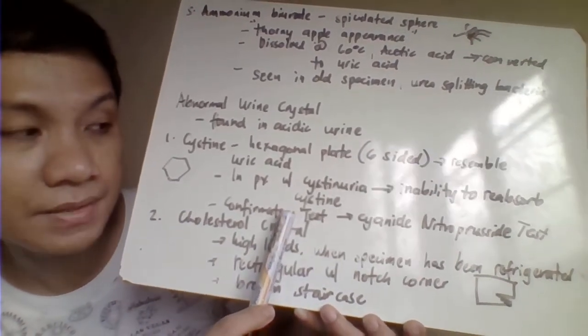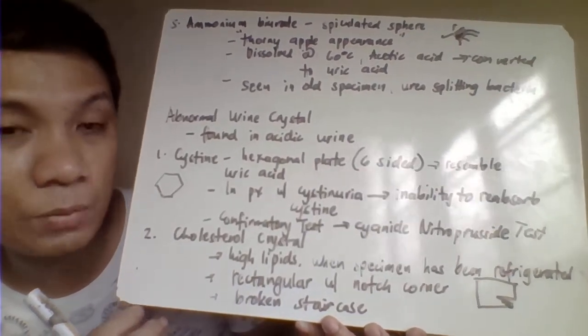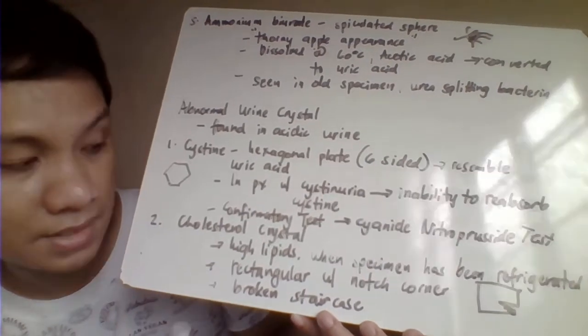Confirmatory test for the presence of your cystine. Okay, we have your cyanide nitroprusside test. It will give a positive result for the cystine.